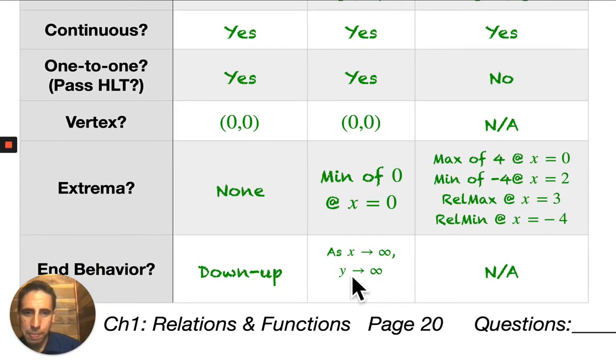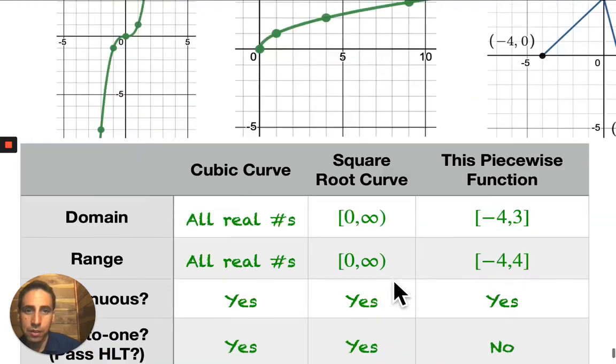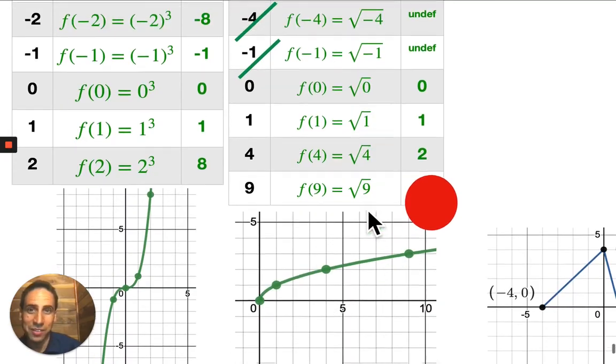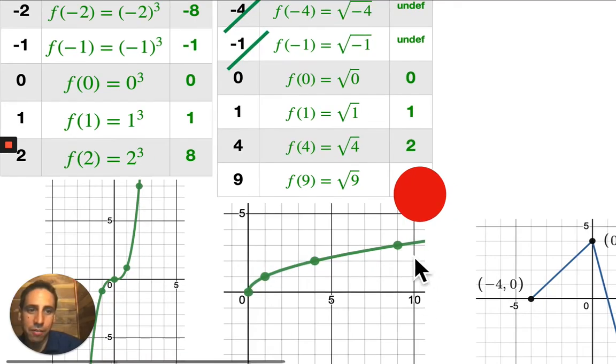End behavior, you can say as x approaches infinity, y approaches infinity as well. This does not have down-up end behavior. It only has one up, because x doesn't go to negative infinity. You can only say that as x goes to positive infinity on the table, y will also go to positive infinity, and the same thing on the graph.